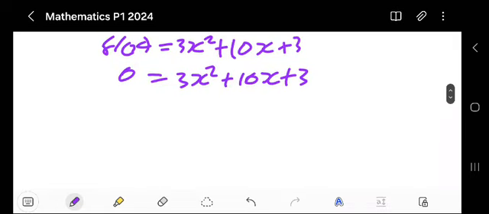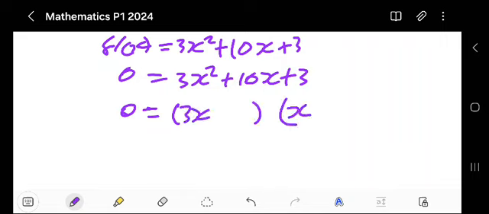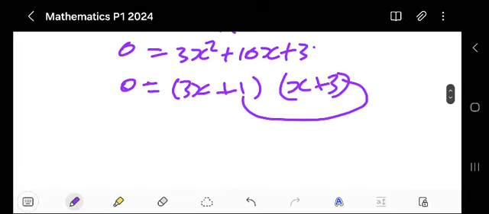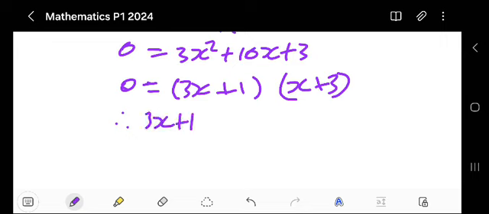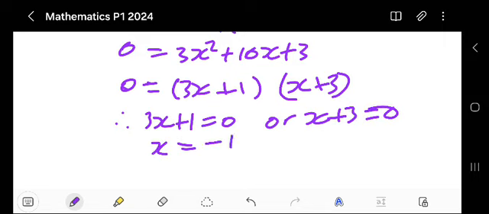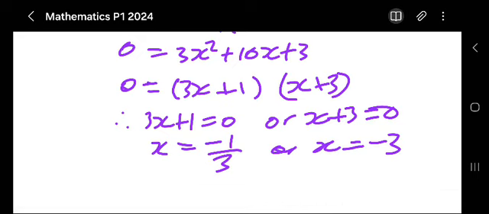Then factorizing, the factors must be 3x plus 1 and x plus 3, because when you multiply this it will give you 3, isn't it? Therefore 3x plus 1 is equal to 0, or x plus 3 is equal to 0. x will be equal to minus 1 divided by 3. Remember, the aim was to find the turning point.